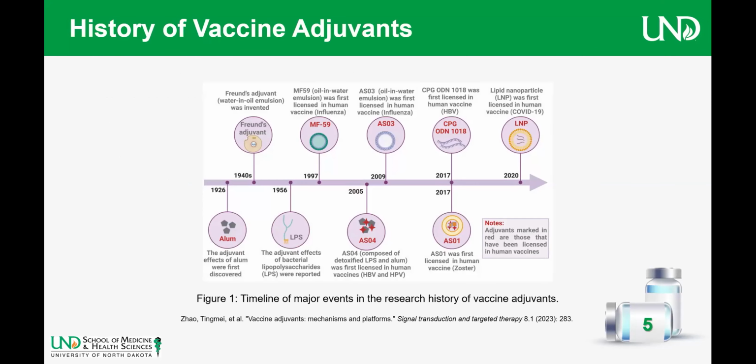The history of vaccine adjuvants dates back several decades. It started in 1926, and to date, there are very few adjuvants. Here you can see a timeline of major events in the research history of vaccine adjuvants.